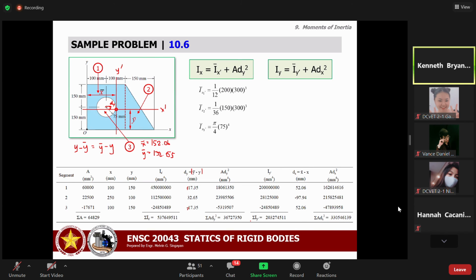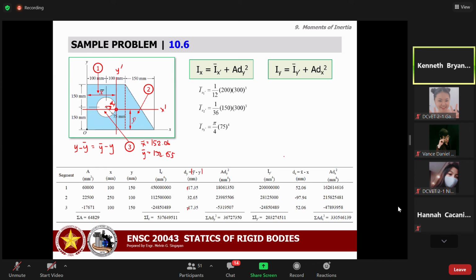Okay, next. So, pag meron ka ng value ng summation ng I bar x prime and summation of a dy squared, okay, nako ha, masasolve na yung ix prime. The moment of inertia about the x prime axis. Okay? So, yun. Pero, ang gawin muna natin, ituloy muna natin yung mga contents. So, the next one is I bar y prime. Kasi kailangan natin siya dito.